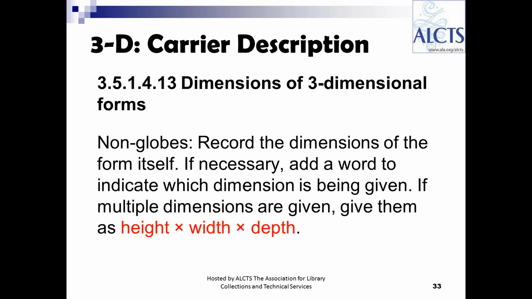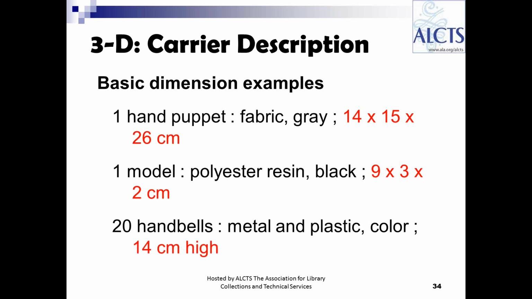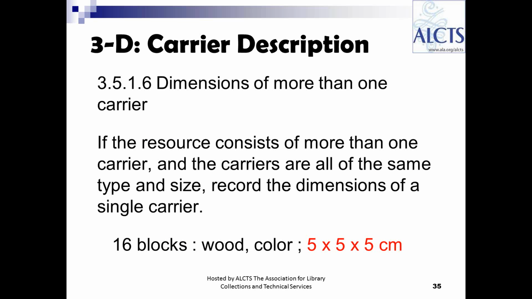Sometimes it's more practical to give only one dimension. In this case, use a word to indicate which dimension you're giving. Here are a few straightforward examples. Notice that in the last one, the decision was made to give only one dimension. Sometimes you have a bunch of things and they're all the same size and type. In that case, just record the dimensions of one item to stand for them all, as shown here.